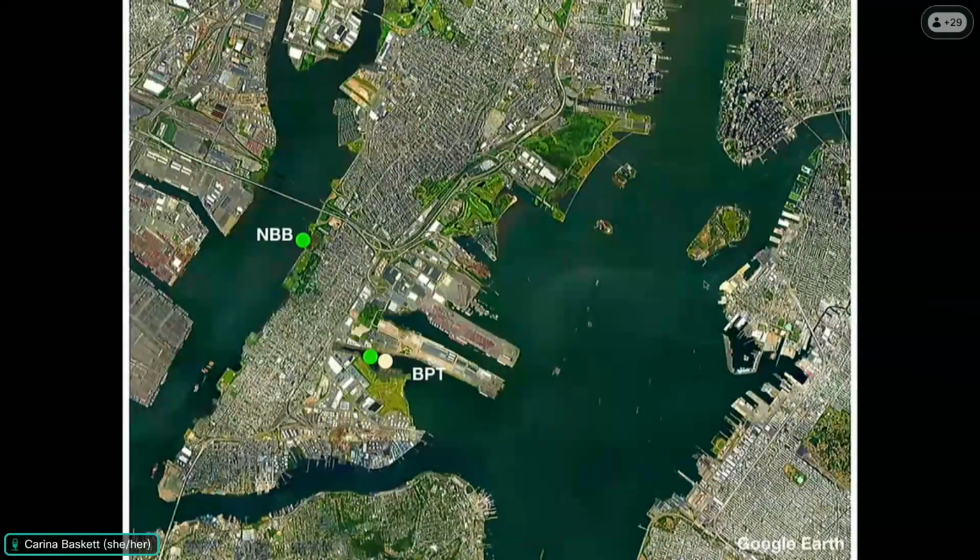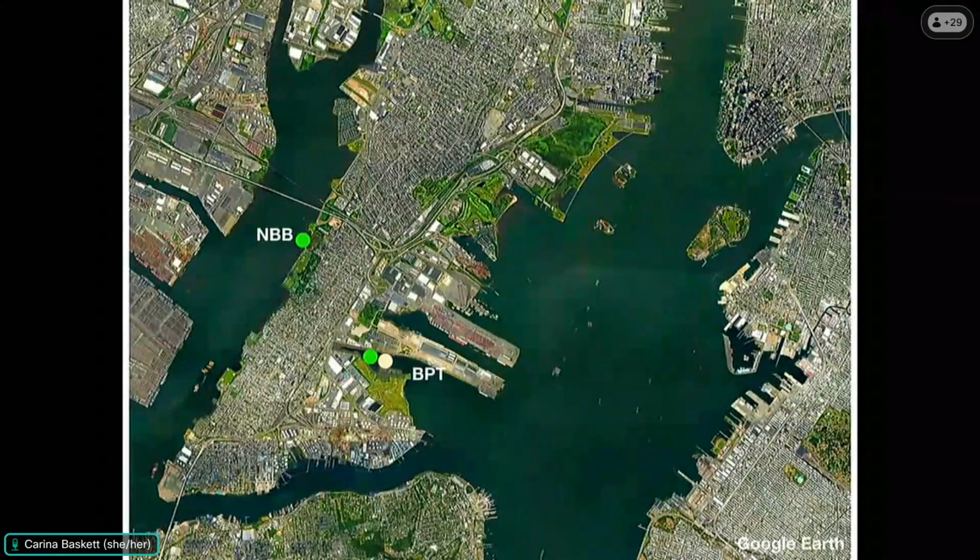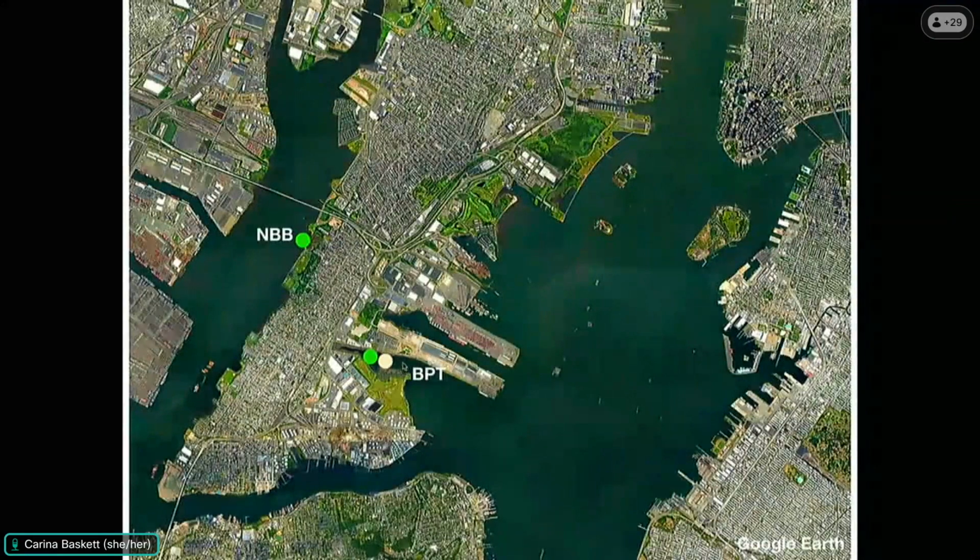So we can study these animals right in New York Harbor. Here is New York. This is Manhattan over here. Here's the World Trade Center. Here is the Statue of Liberty. NYU is right here, actually. And we can collect these worms here in Newark Bay and right over here in New York Harbor.